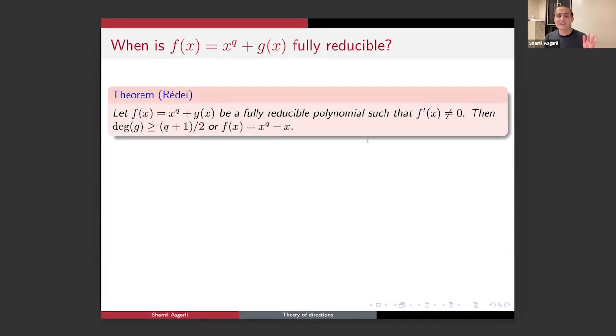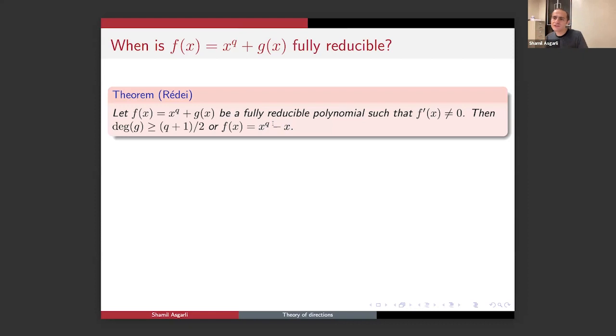In this case, I'm saying that being fully reducible for these polynomials implies that the degree of g has to be at least (q plus 1) over 2, or, and there's this exceptional case, when g of x is minus x. Now, in this case, we know that the polynomial factors into a product of linear factors, because x to the q minus x over the field F_q has roots at every point of the field. When q is equal to p, this is Fermat's little theorem: x to the q minus x vanishes at every point of the finite field.